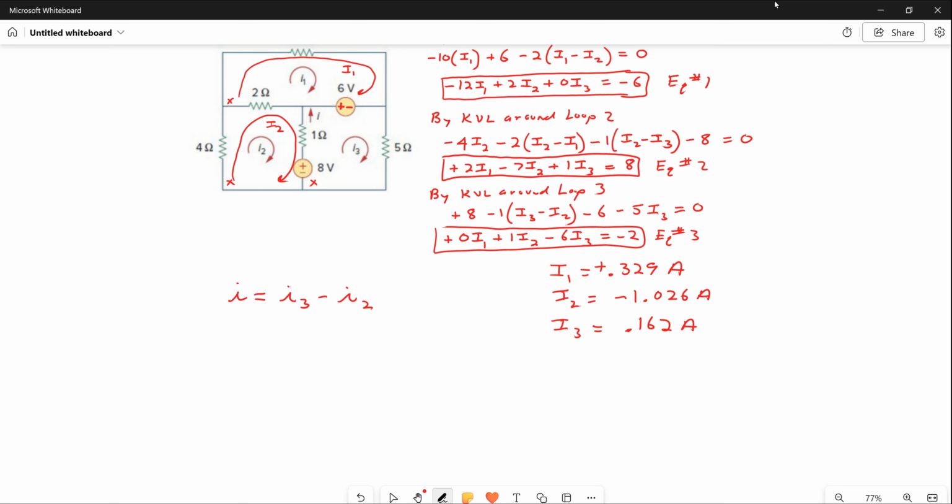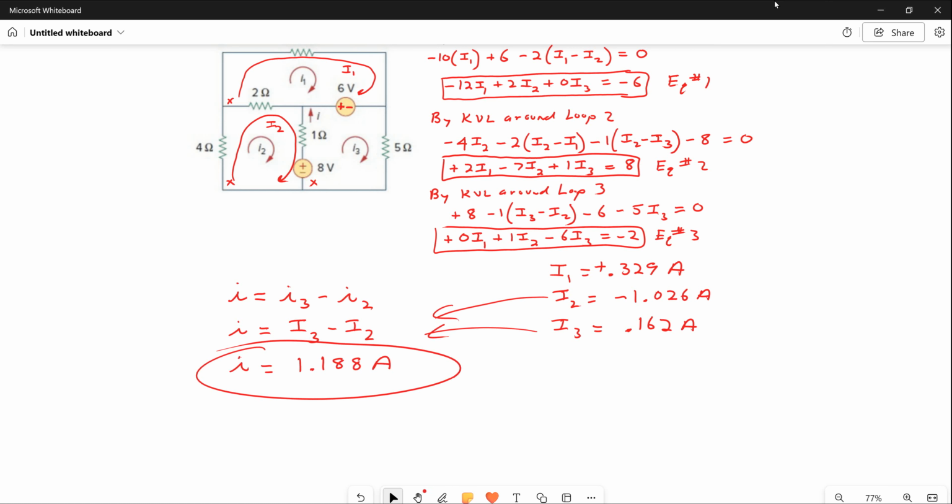Or in our case, I is equal to I3. Oops, there's a small letter here, usually reserved for time-sensitive quantities, but I'm not going to worry about that. I is equal to I3 minus I2. It's just a plug-in. Just plug these in here and let the math do the work for you. So you're going to see that I is equal to 1.188 amperes. And that's the answer to that problem.